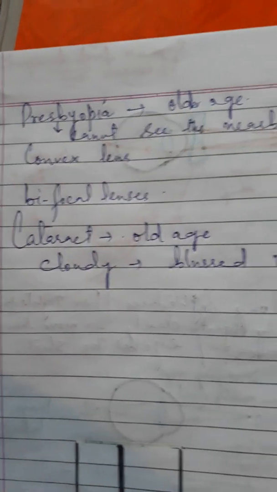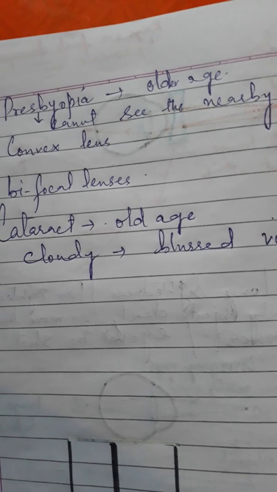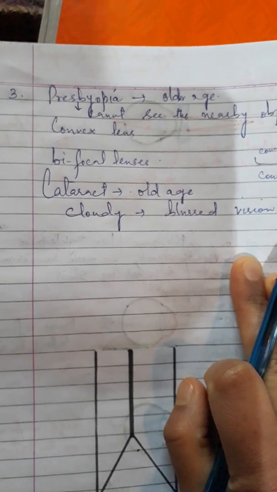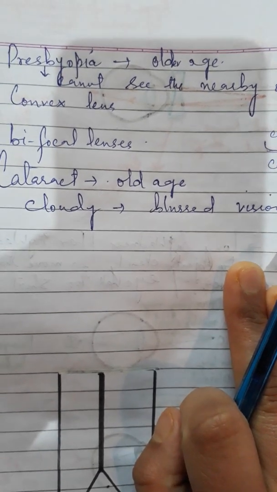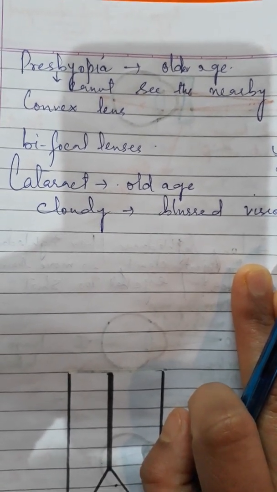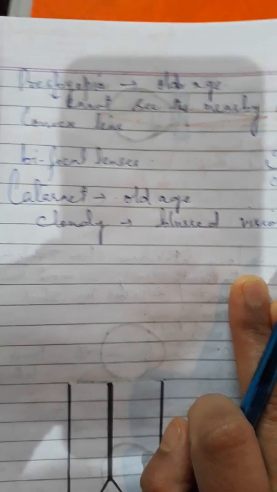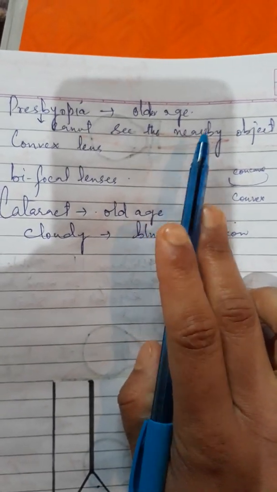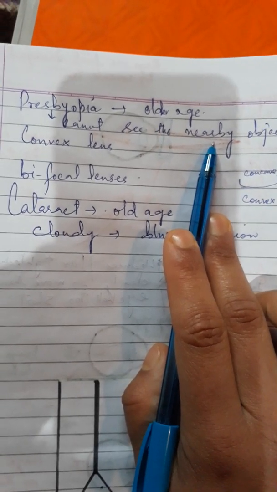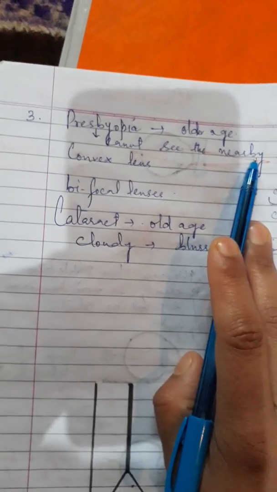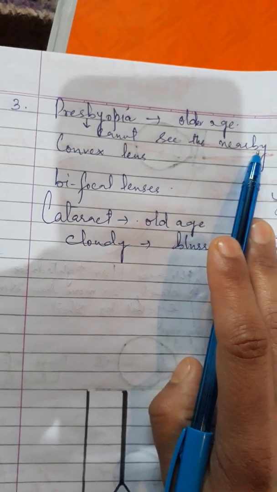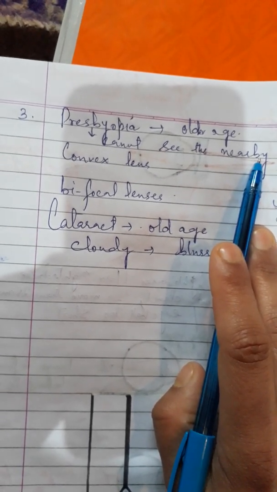Now the next defect, that is presbyopia. This is another defect that happens in old age due to the ciliary muscles becoming weak and the eye lens becoming inflexible or rigid. The eye loses its power of accommodation. Because of this, an old person cannot see nearby objects clearly. So presbyopia is that defect of vision due to which an old person cannot see nearby objects clearly due to loss of power of accommodation. For instance, an old person having presbyopia cannot read a book or newspaper comfortably and clearly without spectacles.